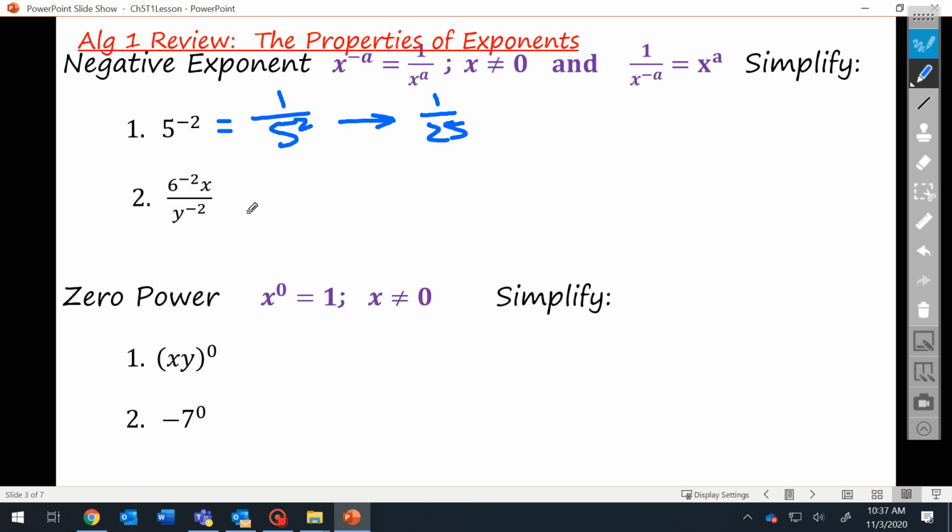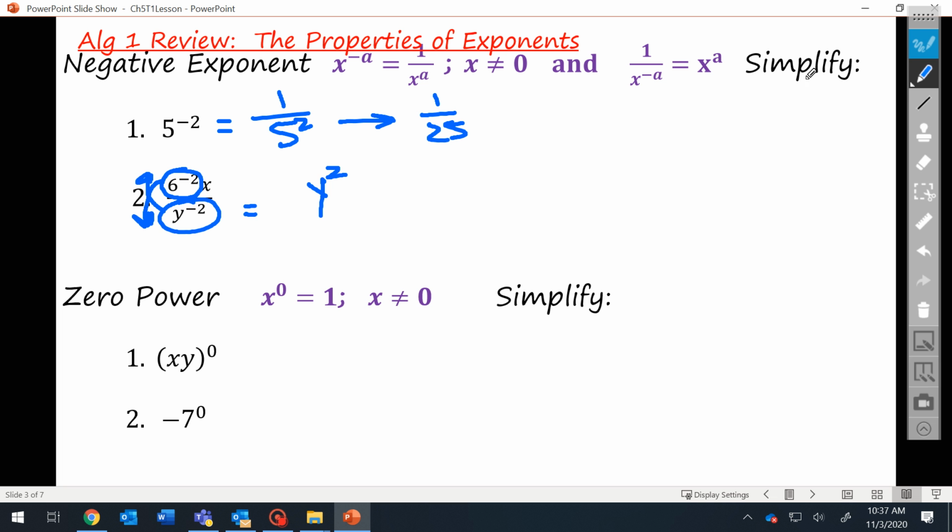Now, if you look at number 2, you will see that the negative exponent is on the 6 and on the y. So these are the only two that should change. The 6 to the negative second should go to the denominator, and the y to the negative second should go to the numerator. So the y to the negative second, to make it positive, comes to the numerator.